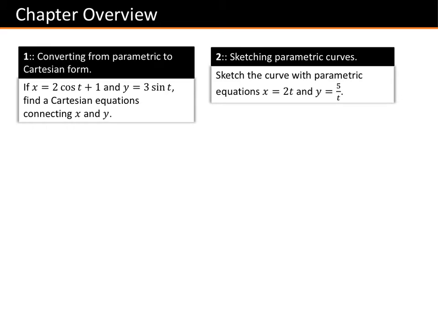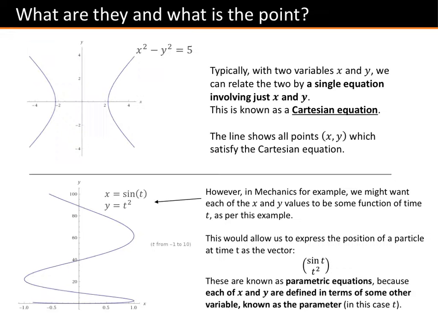Now, Cartesian form is what we're used to, y equals something x, okay, that's what we're used to. Parametric is, for example, x equals 2 cos t plus 1, and y equals 3 sin t, and then we want to actually put it into something that we understand. And then what you all love doing, we're going to be sketching curves, okay? It's going to be fantastic.